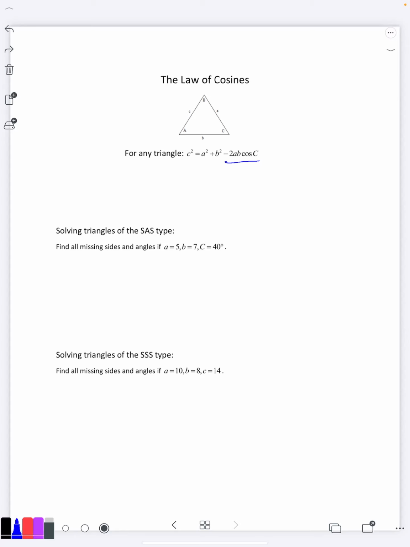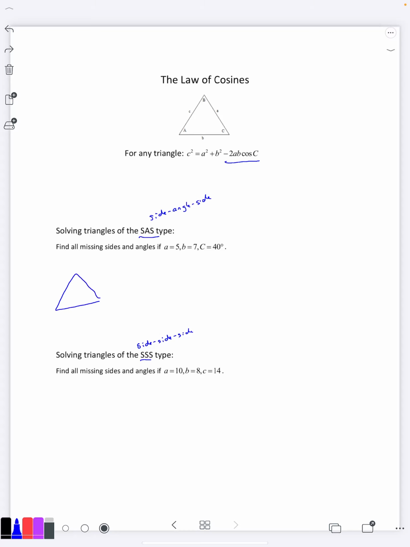In the previous video, we saw an example of solving a triangle that was of the ASA type. That was angle, side, angle. In this video, we're going to solve one of SAS, or side, angle, side, as well as one of the SSS, or side, side, side. So these are two new types of solving triangle problems that we can use the law of cosines to get our answer. So let's take a look at the first one, the side, angle, side.